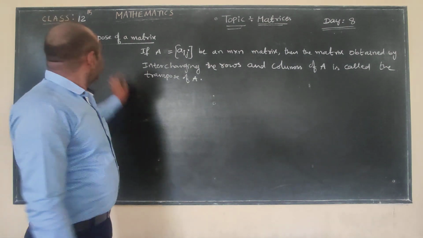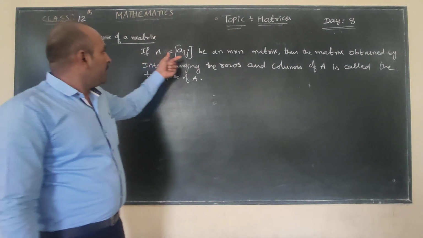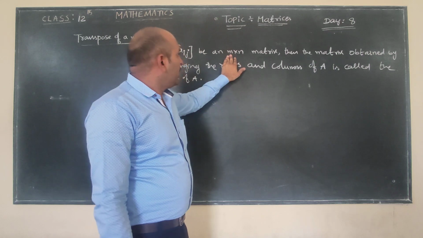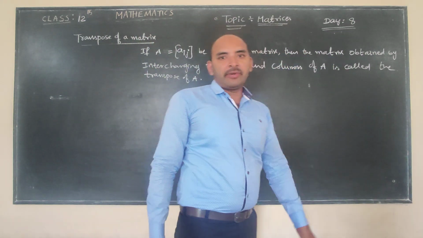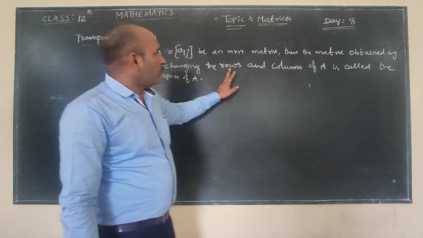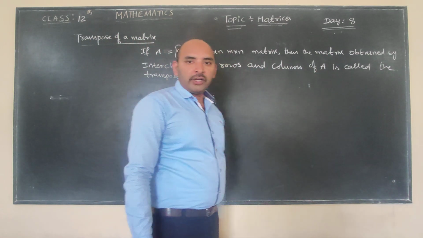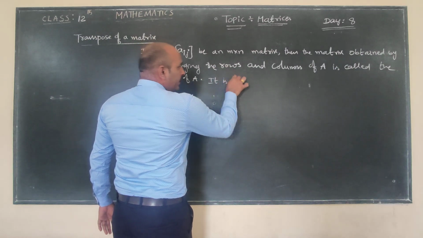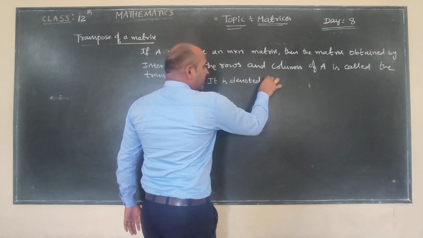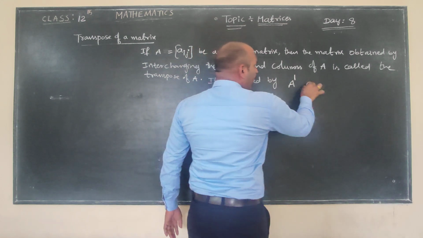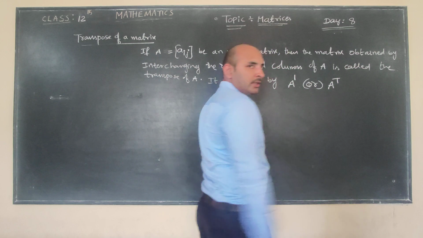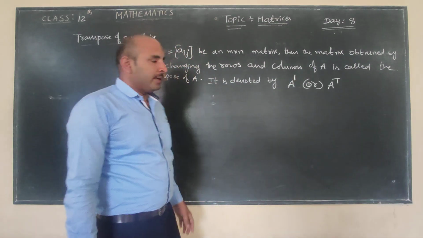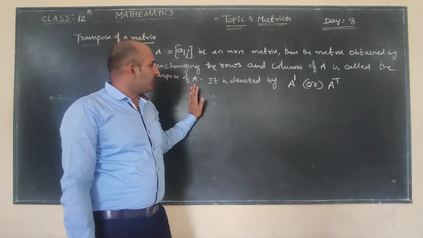Transpose of a matrix. If capital A equals Aij is any matrix of the order m cross n, then the matrix obtained by interchanging the rows and columns of the given matrix is called the transpose of A. It is denoted by A dash or A transpose, and it is read as transpose of A.